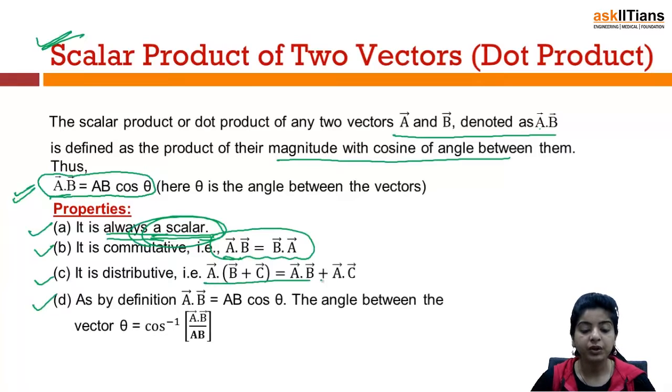It is distributive, that is a dot (b plus c) is equal to a dot b plus a dot c. And by definition, as we have already discussed, a dot b is equal to ab cos theta. Therefore, from this only you can derive that the angle between the vectors, theta, is cos inverse of a vector dot b vector divided by ab.